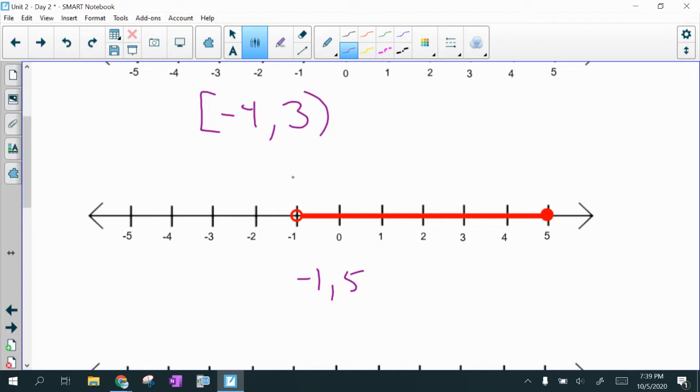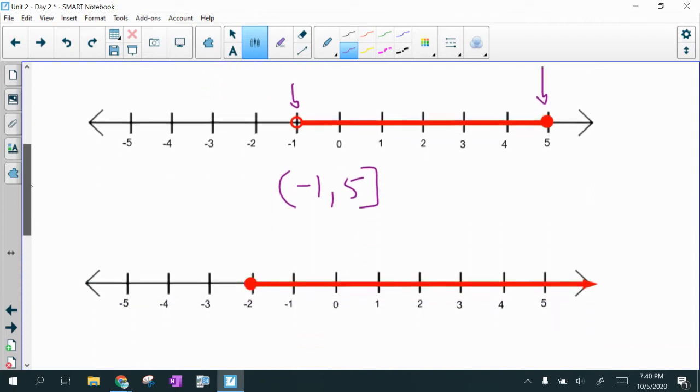So I'm going to say this symbol here tells me it's an open dot, so I'm going to have a parenthesis. This symbol here is a closed dot, and so I'm going to have a bracket. So that's how I would write that. Let's move on to another example.